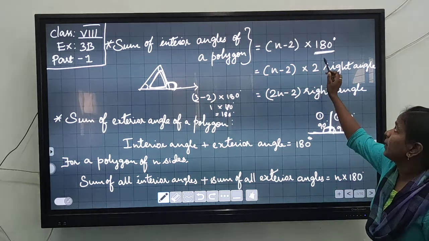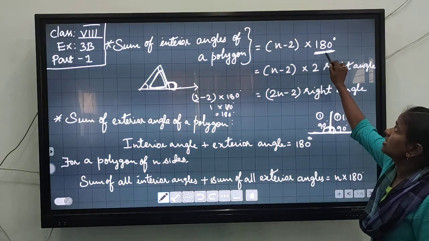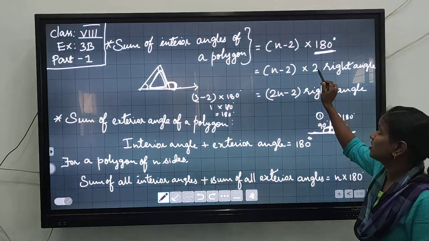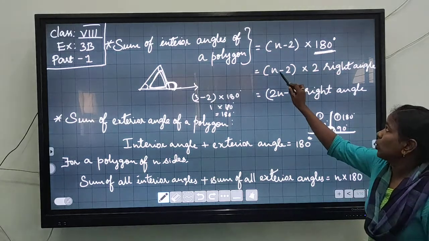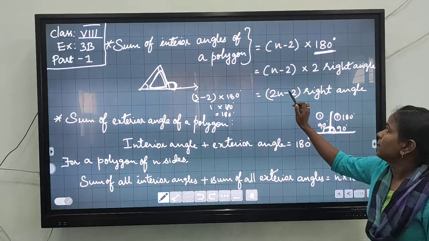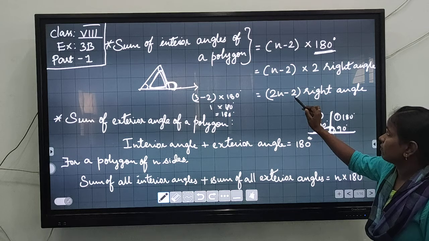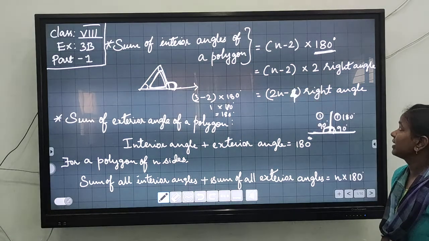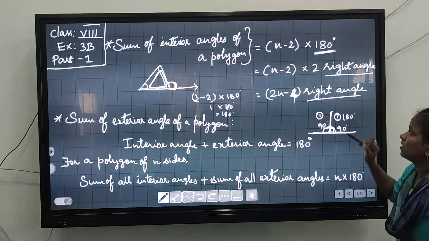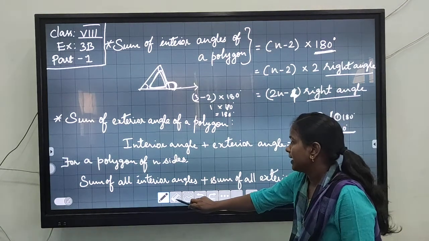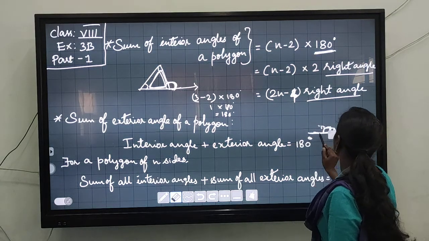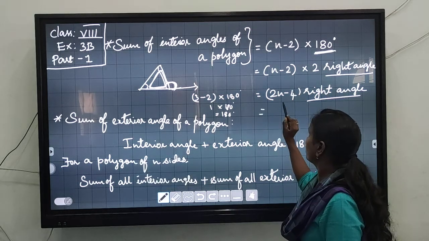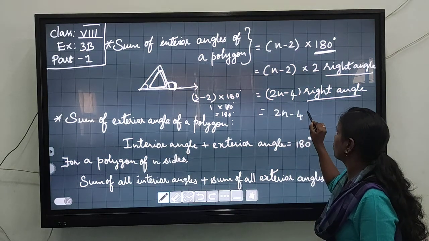So here multiply 180 is there. Instead of 180, I am writing multiply 2 right angles. So I am going to multiply this 2 with this (n minus 2). So n multiply 2, you will get 2n. Here minus, so 2 times 2 is 4. So 2n minus 4. What is the remaining? Right angle. So one right angle is how many degrees? 90 degrees. So this formula we can write as (2n minus 4).